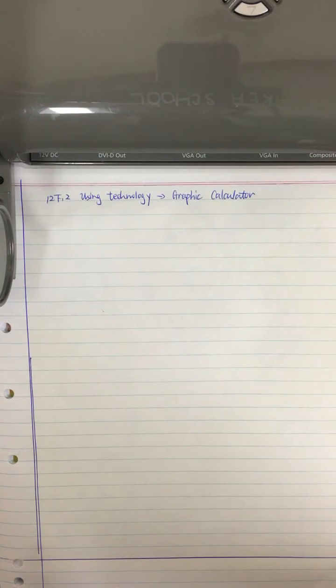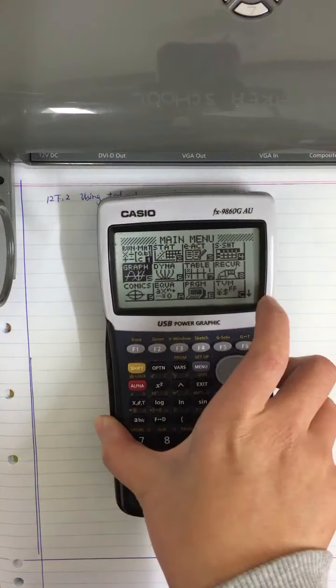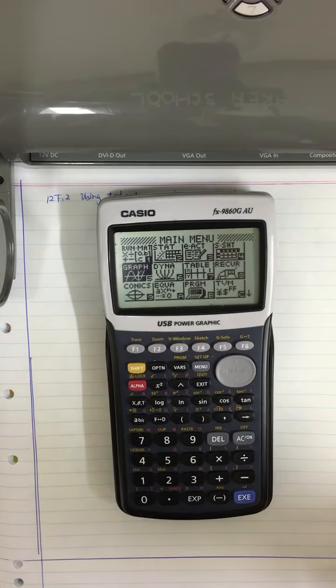So this video is the second part of F2, solving linear simultaneous equations. In this part we're going to use technology to solve the problem. Probably most of you will be more likely to watch this video. The technology that we're using for this is our graphic calculator.